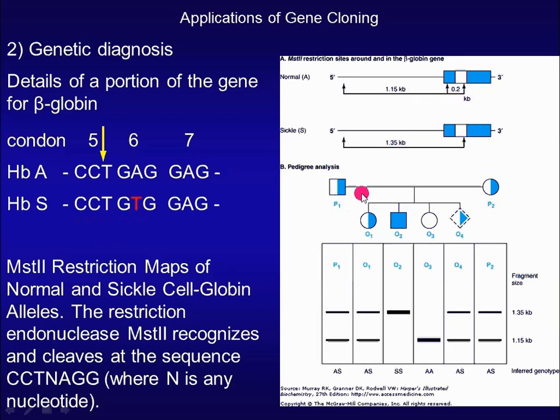In this family, both parents are carriers. We see both 1.15 and 1.35 kb bands. In the third child, we only see 1.15 kb band, indicating this child is homozygous for the normal allele. DNA from the fetus shows 2 bands. This result indicates the fetus is heterozygous for the sickle cell allele and is a carrier.